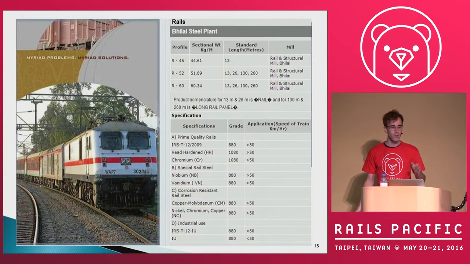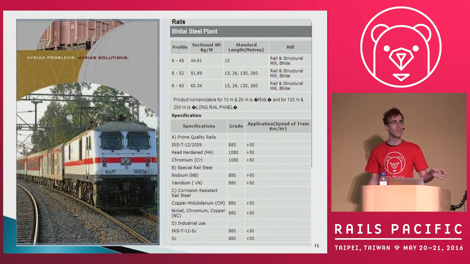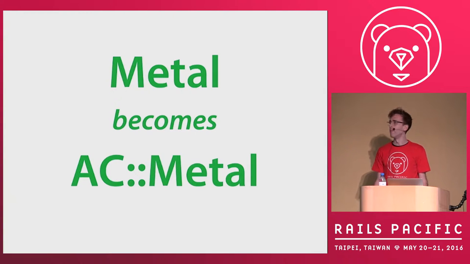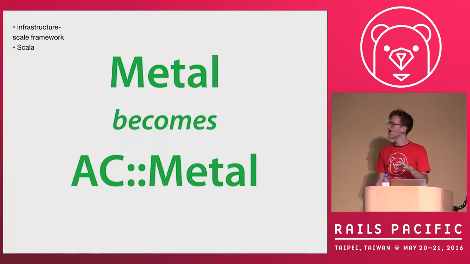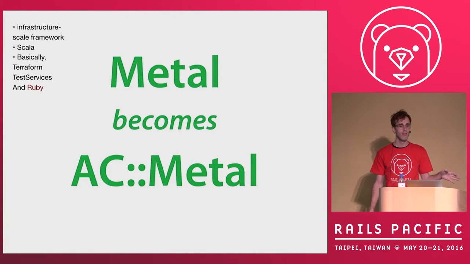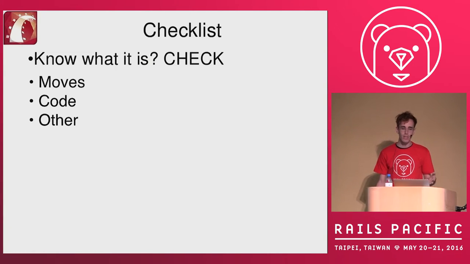Today I'm going to talk about speed and access. Today I'm going to talk about integration and invoked static messages. I'm going to talk about developers. Infrastructure scale framework, Scala, basically Terraform services and Ruby. Next, I'll use the application of reflection and storage and action in the client.